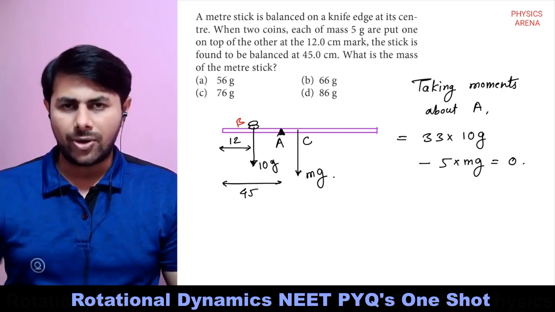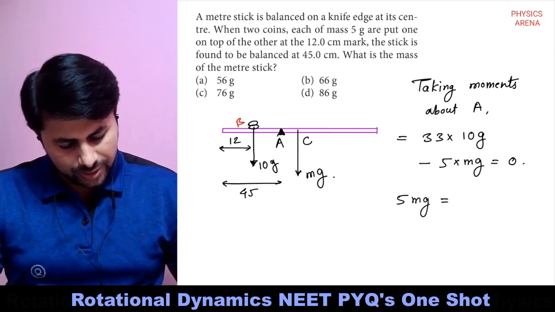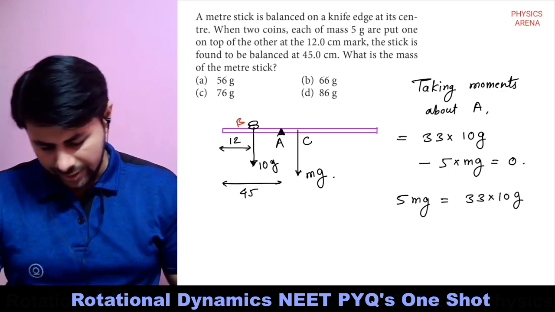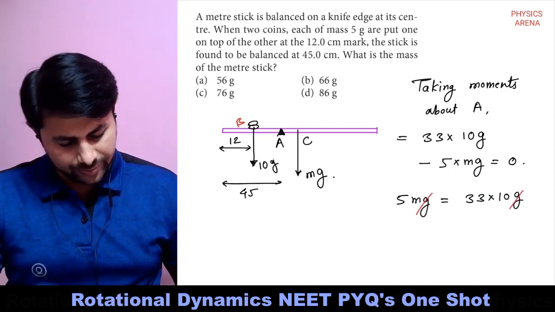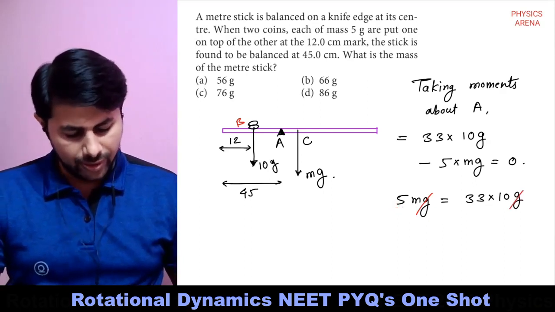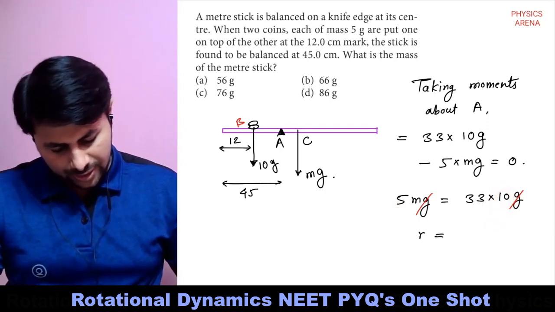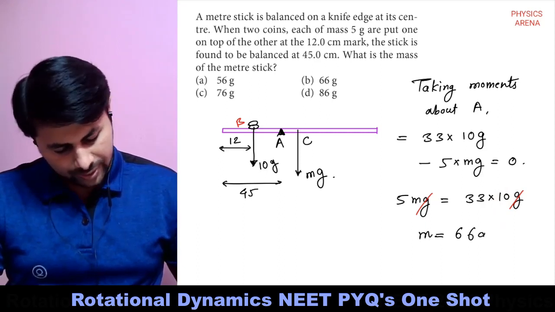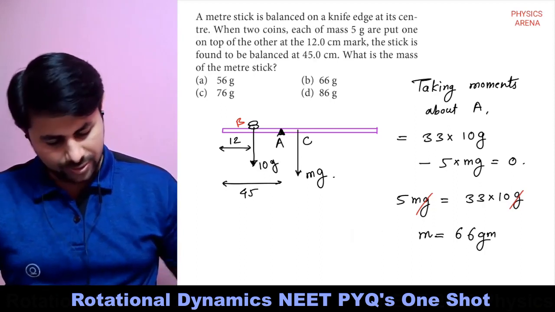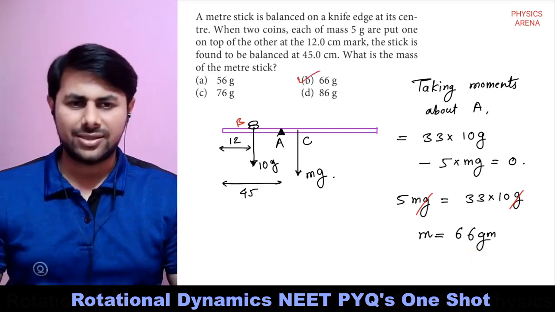Okay, so the sum of all torques must be equal to 0 and therefore we get 5 mg is equal to 33 multiplied by 10 times g. G and g is cancelled. Okay, so we can divide that by 5 on the other side. So 10 divided by 5 is 2. 2 times 33 is 66. So m is equal to 66 and it is in grams. Okay, this is grams, it's not g. Option B is the answer.